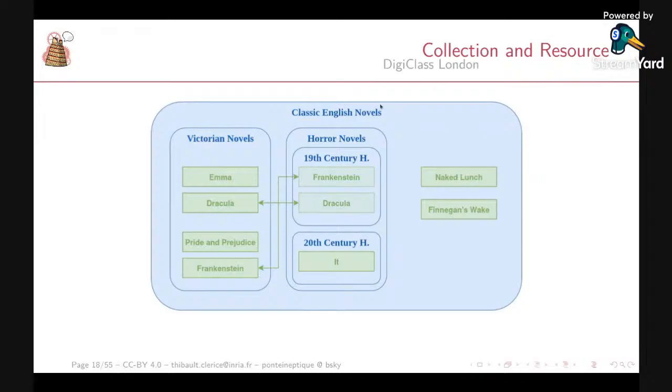This is an example where you have a big collection, which is classic English novels, and then you have Victorian novels and horror novels. So two collections under classic English novels. And horror novels also has two different collections in it, 19th century and 20th century. You can see that you can have resources, so text that you can read, anywhere you want, including at the top collection. And some texts can be found in multiple collections. It's still the same text, it's just findable in different collections.